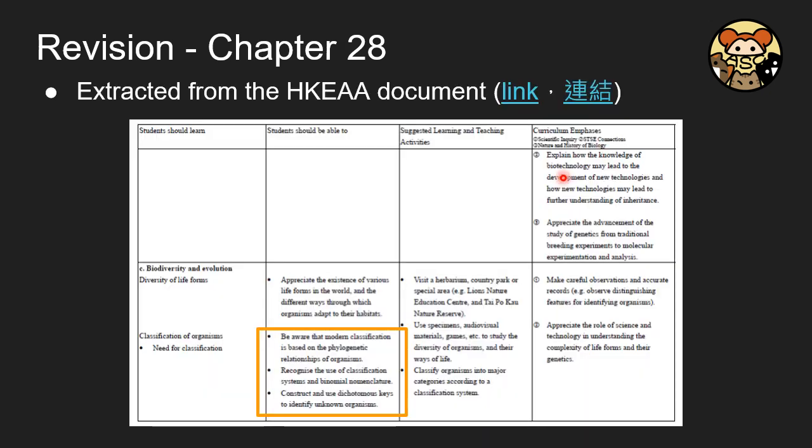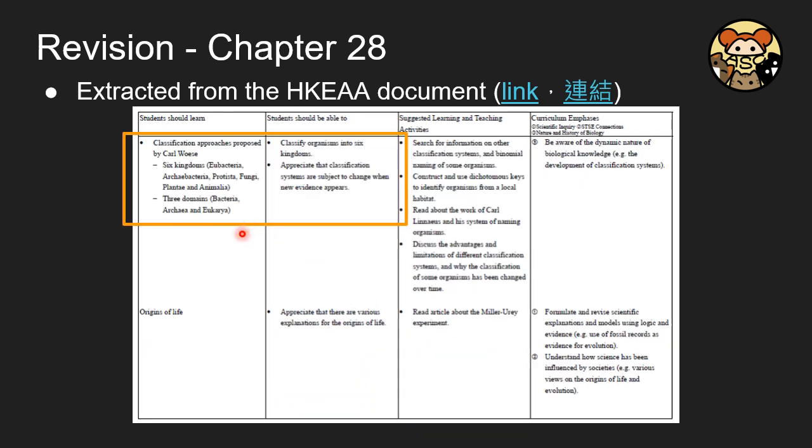So here is an extract of the HKEAA document. We need to know more about the phylogenetic relationships between organisms, and also to identify them, and construct the taxonomy and be able to distinguish the 6 kingdoms and their terms and 3 domains.